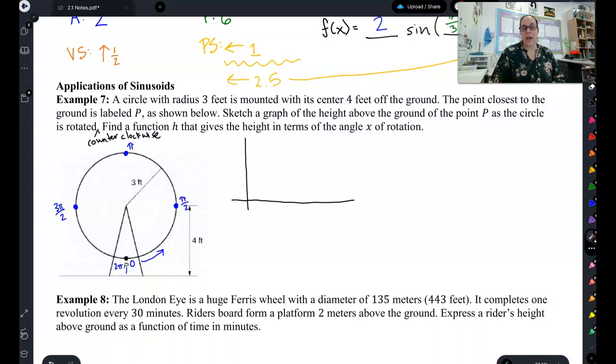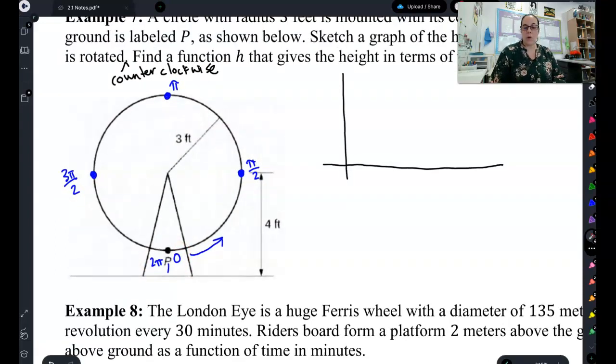So I just changed where my starting point is. I know usually on circles we're used to starting here, but we're going to start down there because that's where our P starting point is. And I want to list the height at each of these points. So when I'm down here at P, how far off the ground am I? Well, if I know the radius is 3 feet, that means this is also going to be 3 feet. And if the center is 4 feet off the ground and the radius is 3 feet, that means right here I am going to be 1 foot off the ground.